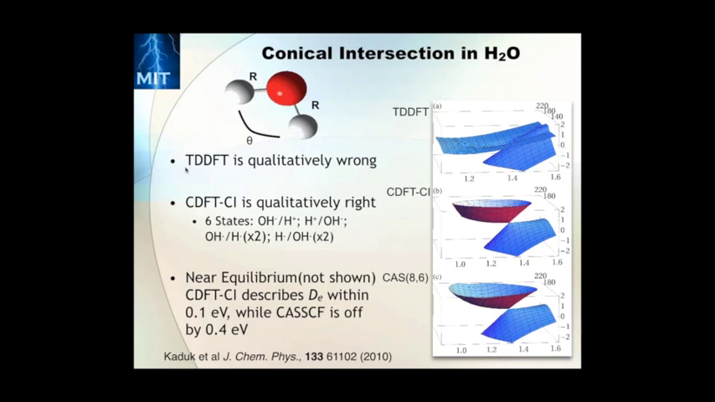So if you do this with TD-DFT with any functional, these particular results are, I believe, with B3LYP, the result is qualitatively wrong. You get a seam of crossings between the ground state and the excited state. It doesn't look right at all. But if you do this with CDFT-CI for the same functional, and you have to choose a few different states, so you choose OH minus, H plus, OH minus, OH neutral, H neutral, and then H neutral, OH neutral, total of 6 states, you get qualitatively the correct result. So there is a conical intersection at about the right energy at about the right place.